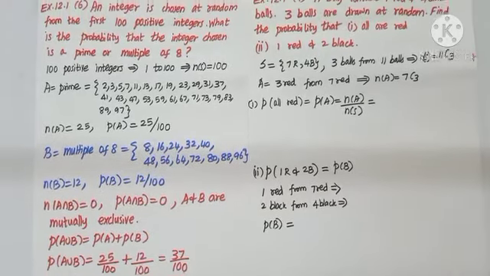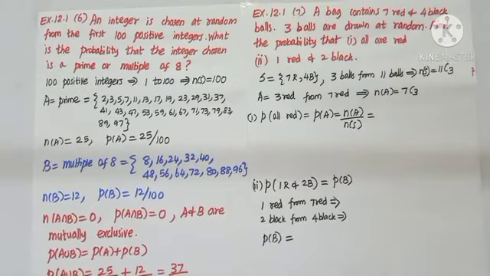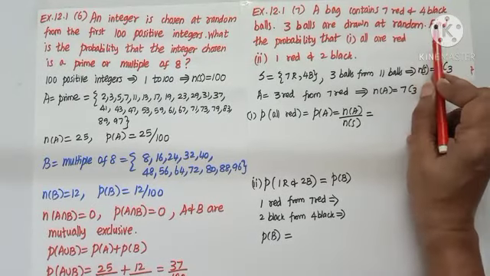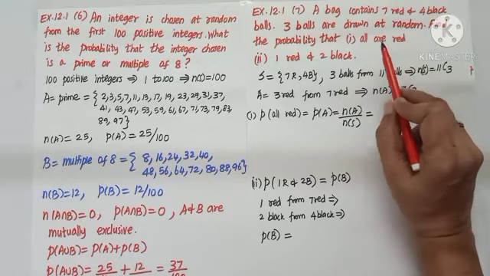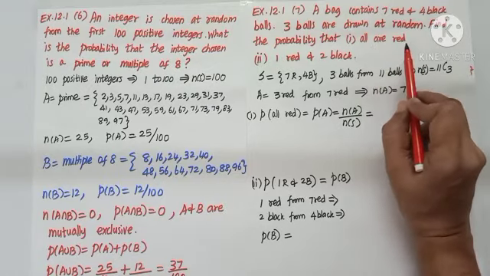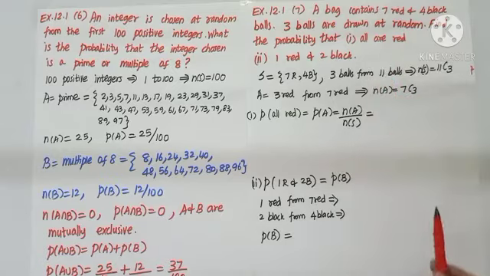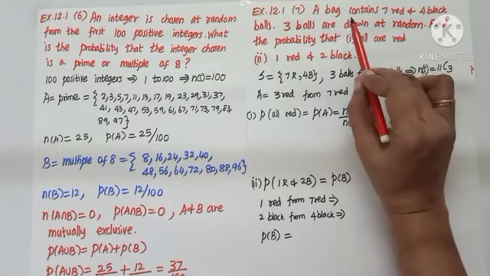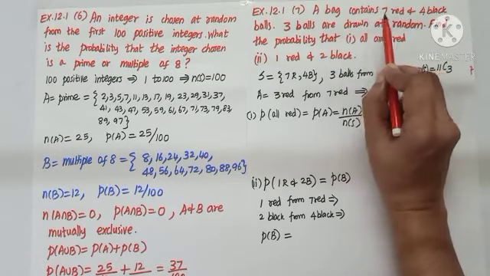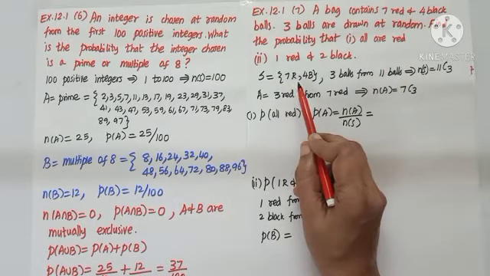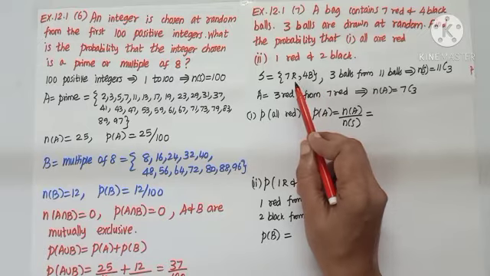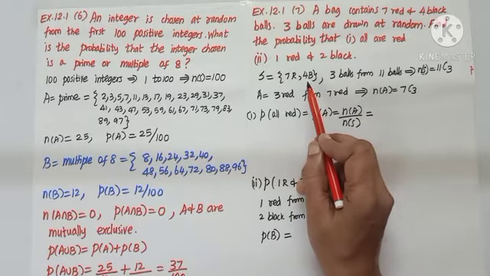Question number 7. A bag contains 7 red and 4 black balls. 3 balls are drawn at random. Find the probability that all are red, and 1 red and 2 black. The question says a bag contains 7 red and 4 black. We have written 7R and 4B. R for red balls and B for black balls.